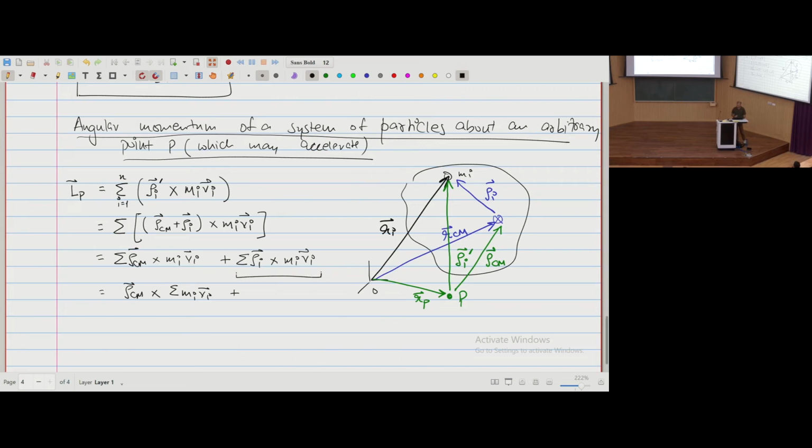What is this second term? That's the angular momentum about the center of mass. The absolute angular momentum. Summation MIVI is nothing but m system times velocity of center of mass.